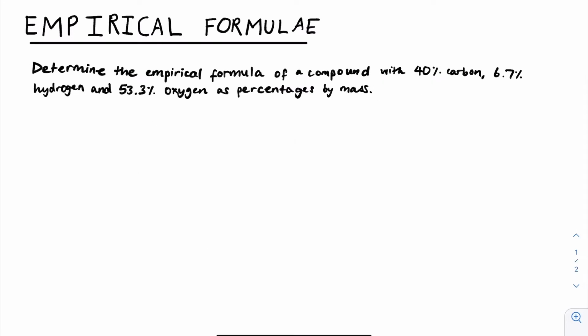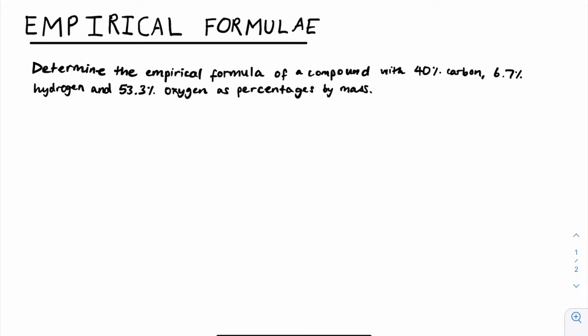Okay, so this question asks us to determine the empirical formula of a compound with 40% carbon, 6.7% hydrogen, and 53.3% oxygen as percentages by mass. So in this example, we're going to use data to determine the empirical formula of a compound. And this may be asked in a chemistry exam.